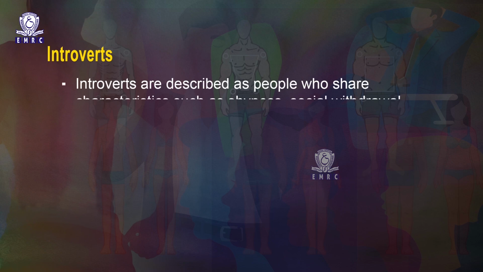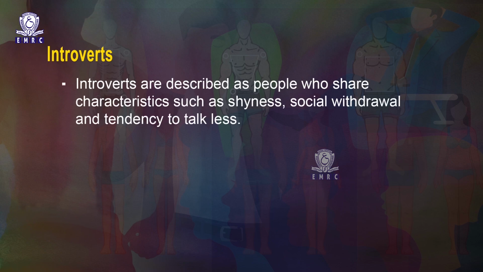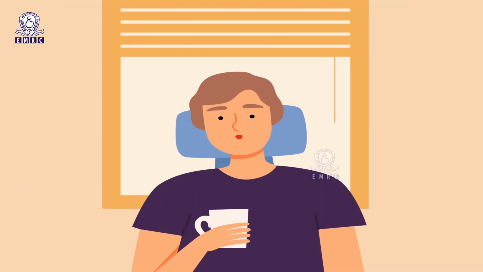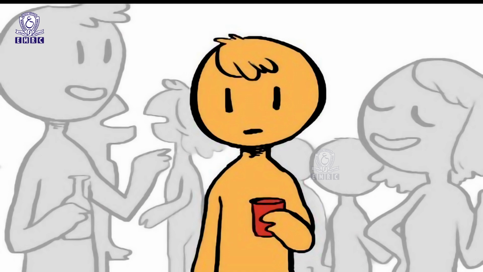Introverts are described as people who share characteristics such as shyness, social withdrawal and a tendency to talk less. Because of these characteristics, these people appear to be self-centered and unable to adjust easily in social situations. They are not easily suggestible. They are future-oriented, very sensible but rigid in their ideas.